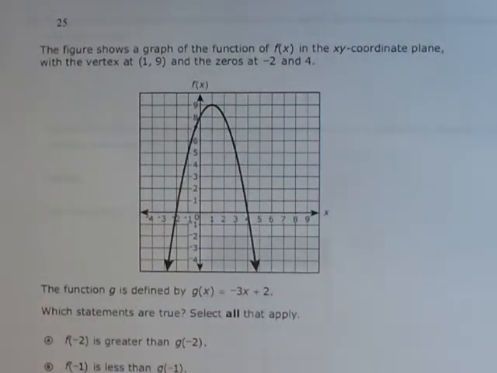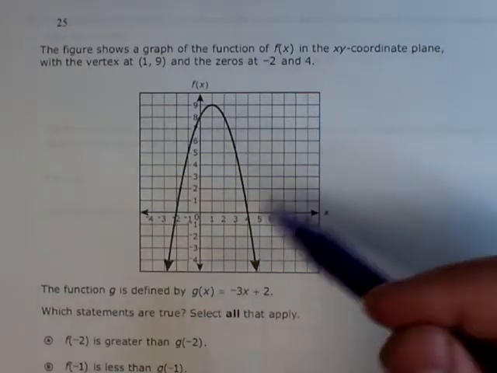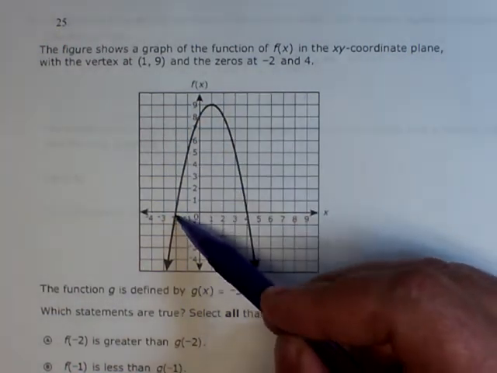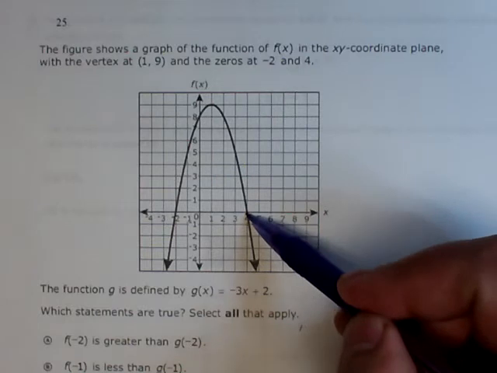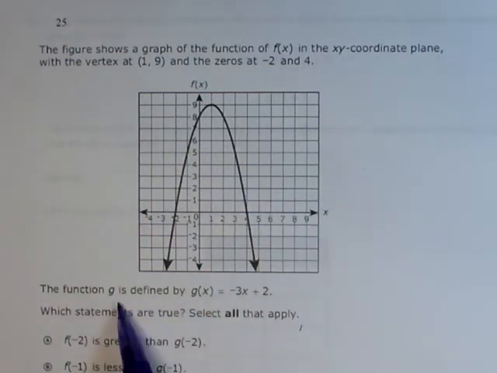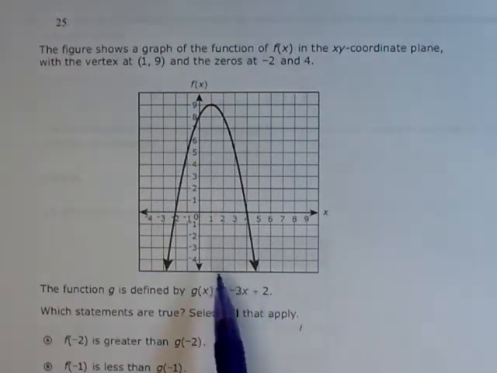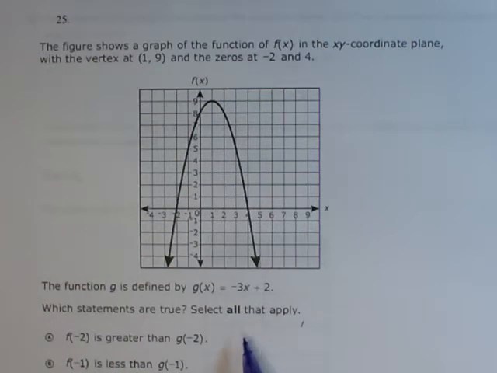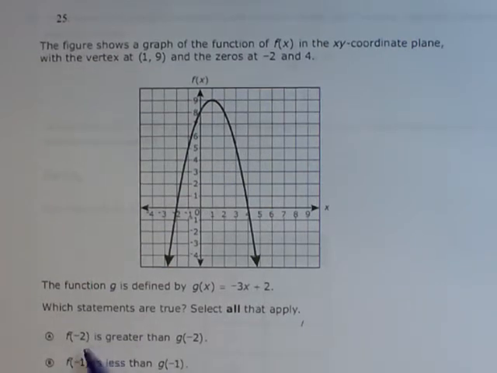Number 25. The figure shows a graph of the function f of x in the xy coordinate plane with the vertex at (1, 9) and zeros at -2 and 4. The function g is defined by g of x is equal to -3x plus 2. Which of the statements are true? Select all that apply.